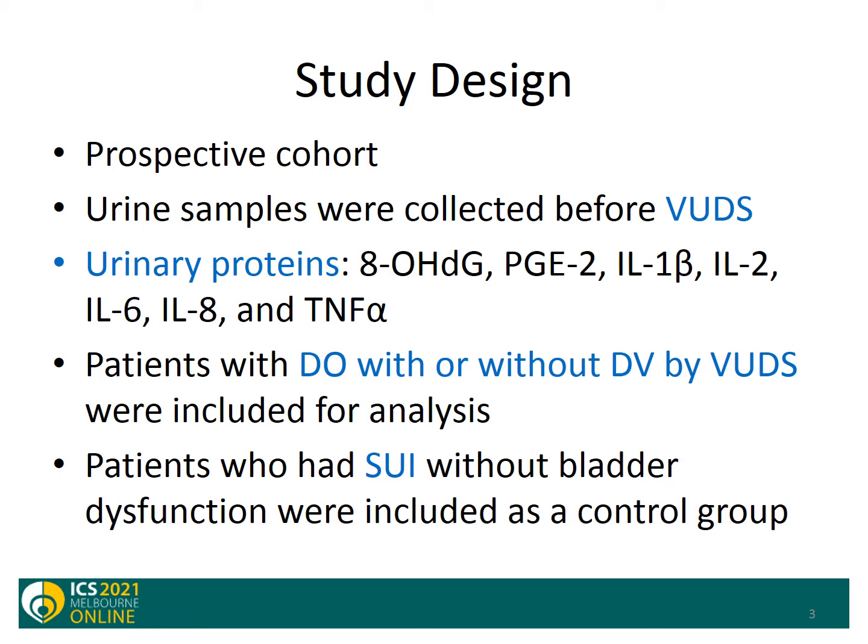Women who visited our institute for the management of LUTS were included for the prospective study. Urine samples were collected before VUDS. Urinary proteins include 8-OHdG, PGE2, interleukin-1 beta, interleukin-2, 6, 8, and tumor necrosis factor alpha. These were quantified using ELISA kits.